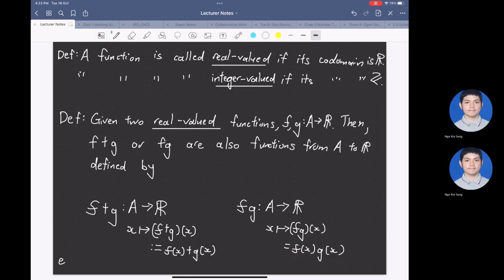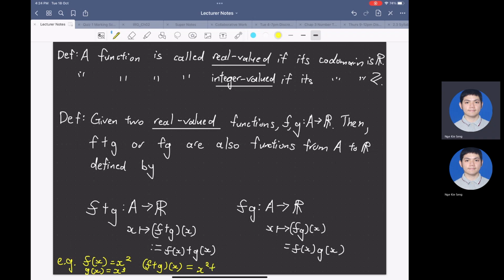So for example, just now we got the two functions, right? Remember, f(x) equal to x squared, and then g(x) equal to x cubed. Okay. So what is (f+g)(x)? It is x squared plus x cubed. Okay. How about (fg)(x)? Yeah, x squared times x cubed, which is x to the 5.